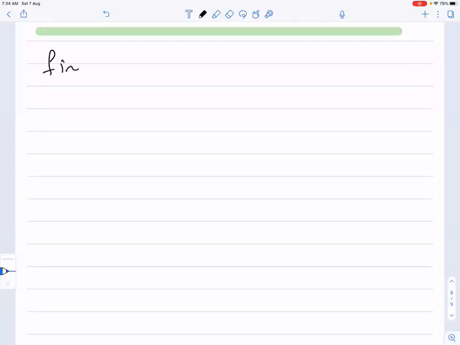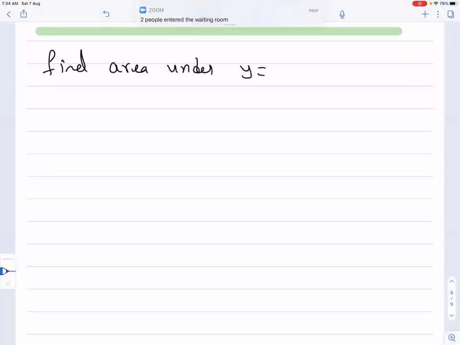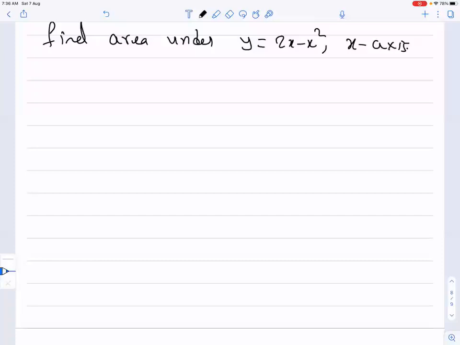Find the area under y equal to 2x minus x square and the x-axis. Solution. So y equal to 2x minus x square will be x into 2 minus x.